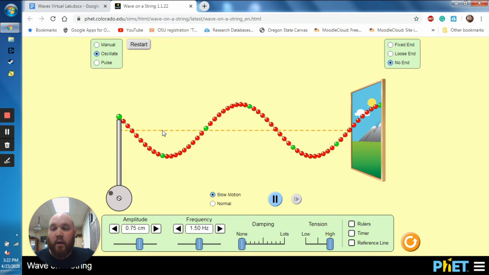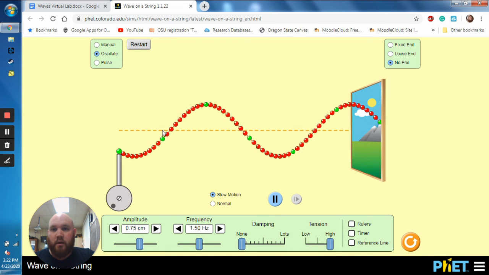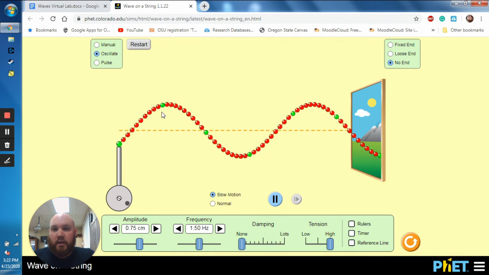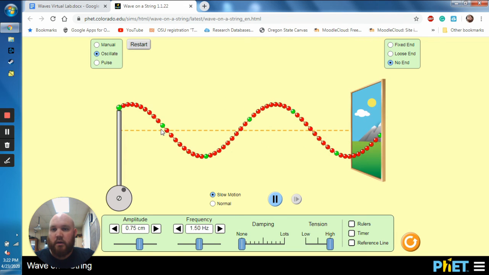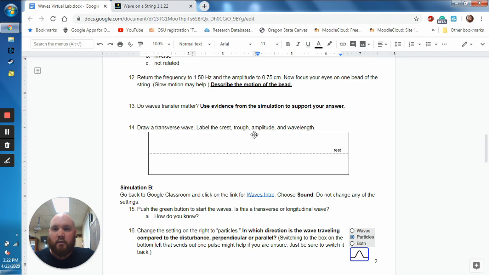Just kind of give you that one, but I want it in your own words, okay? I want you to tell me what you see with this green bead, what you're actually seeing in your own words. And then last piece for today before I open up the intro, it says to draw a transverse wave. And label the crest, trough, amplitude, and the wavelength on here, okay?